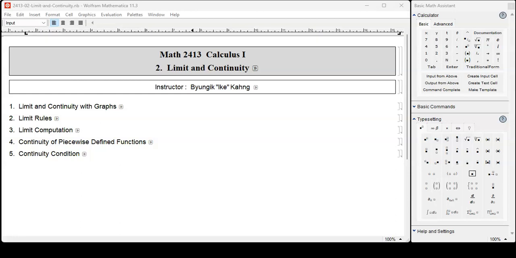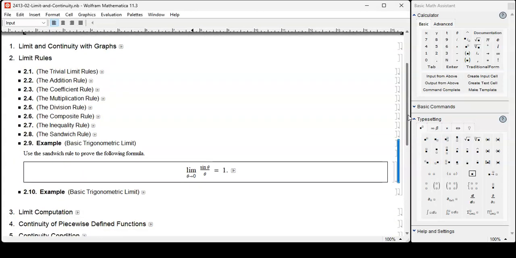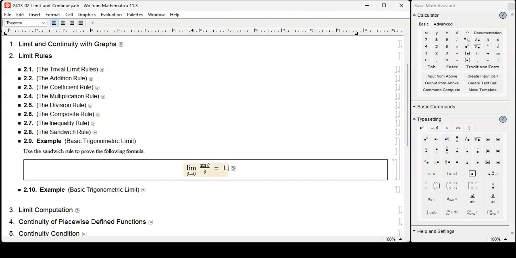Hello students, welcome back. Let's go back to section 2, limit rules, and we're going to start this example here. The trigonometric limit: as theta goes to 0, sine of theta over theta is 1.